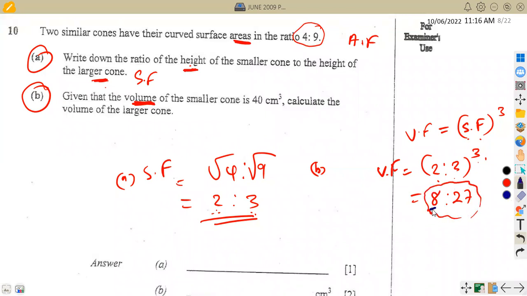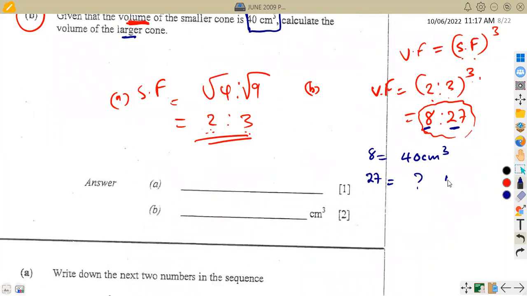It means this is the smaller, this is the bigger one. So the bigger is the one that we are supposed to calculate here, the larger cone. The smaller one is the 8, which corresponds to the 40 cubic centimeters that you're given here. So 8 corresponds with 40 cubic centimeters. What about 27? What is going to correspond with? We do not know. So whatever that we want here, as you can see, is going to be more. So it's going to be 27 over 8 times 40 here.